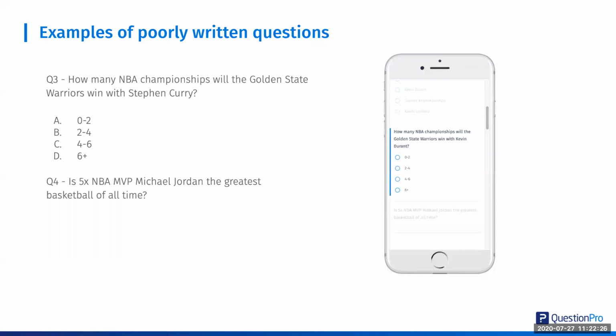And then another example of a poorly worded question, and this might be an example of leading, is 5-time NBA MVP Michael Jordan the greatest basketball player of all time? Well, because we're adding in the 5-time NBA MVP, we're biasing the question, and you'd want to leave it as, is Michael Jordan the greatest basketball player of all time? So that might be a better way to word this question so that you're not leading or providing biased information. So those are examples of 4 poorly written questions that could be improved, not only the question, but the answer options themselves.